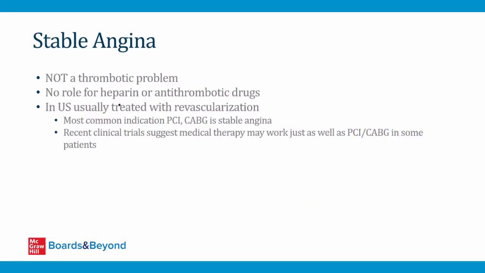So to understand the treatment of stable angina, you need to appreciate that there's no thrombus present. It's not a thrombotic problem. So unlike in unstable angina and NSTEMI and STEMI, there's no role for heparin or antithrombotic drugs. And in the United States, stable angina is usually treated with revascularization. It's the most common indication for PCI, meaning placement of an intracoronary stent or bypass surgery. Now, you should be aware that there are recent clinical trials that suggest that medical therapy may work just as well as PCI or CABG. Nevertheless, this is the preferred modality for treatment at most centers in the United States.